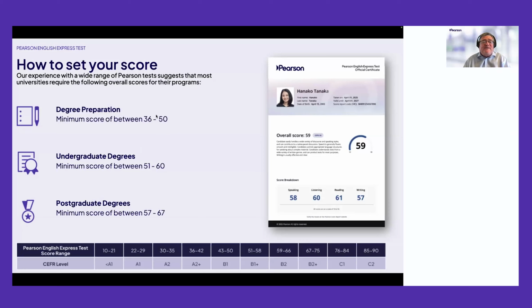So most of our experience in terms of setting scores for entry into higher education tells us that this B2, top of B1, B2 is the area where we find most students, and the area where we find students who have that language ability, which is sufficient for them to study in a higher education institution.